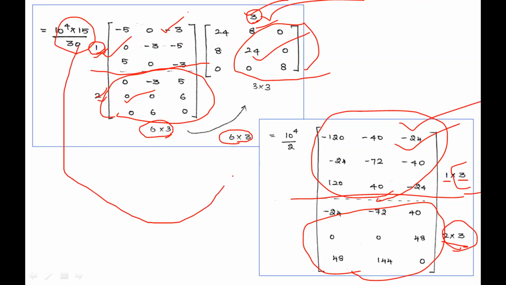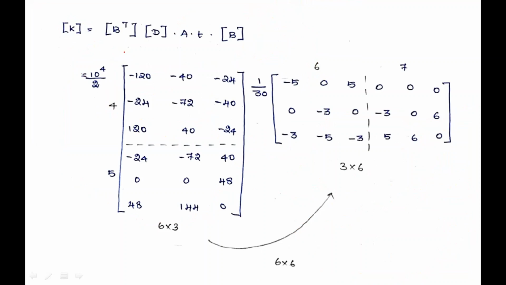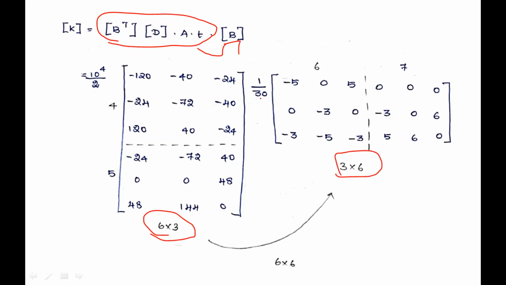Now the constant also reduced like this, 10 power 4 by 2. Now we have to multiply this resultant matrix with again the B matrix. We will see in the next step. Calculated up to this one, B transpose D A in T. This will be multiplied with the B matrix. So this is the resultant matrix obtained from the earlier step. Then now we are multiplying with this B matrix 1 by 30. This is the B matrix element. And when you multiply this and this, you will get a 6 by 6 matrix, the stiffness matrix.